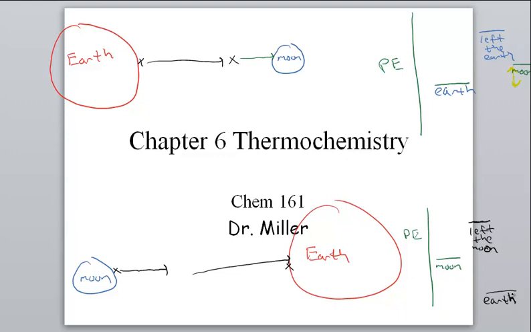More energy is released when it falls onto the Earth than it took to remove it from the moon. The net process is that it releases energy. And if this reaction happened in a test tube, it would feel hot. In this chapter of thermodynamics of chemistry, we're really only going to worry about the net change.